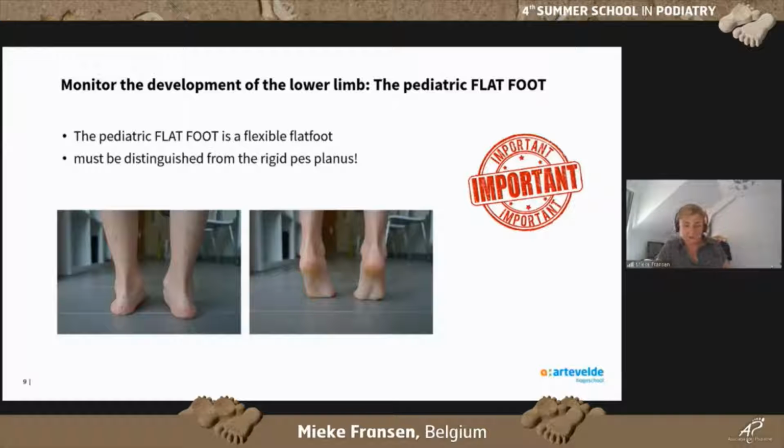It is important to mention that we are talking about the flexible flat foot, not a rigid one. A rigid flat foot is always pathological. It can occur in children, and it's important to distinguish the flexible flat foot from a rigid one, as the treatment is totally different. One of the easiest tests, there are a few, is the heel rise test, where the child needs to stand on his forefoot, and while doing this the calcaneus must invert, as you see on the right picture.